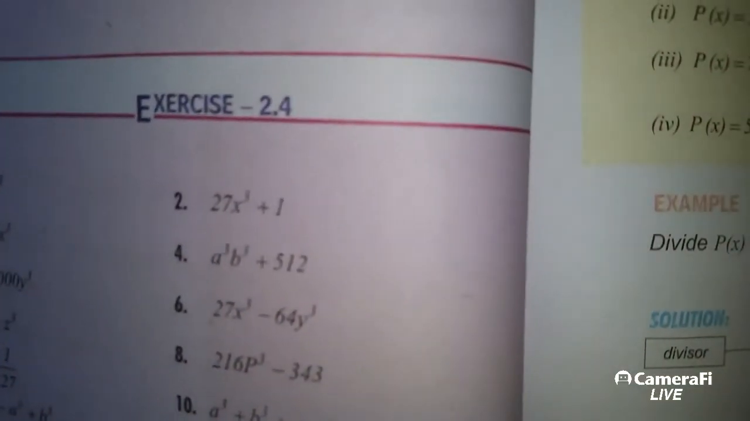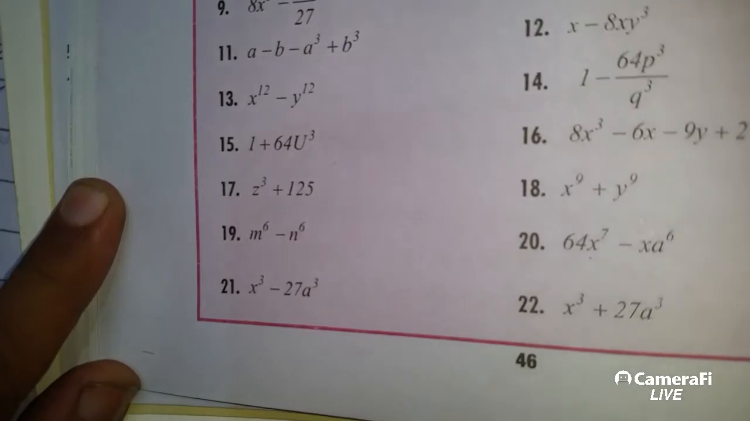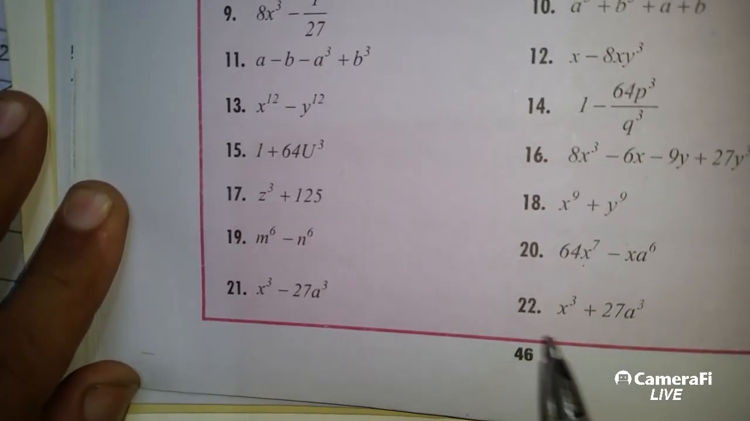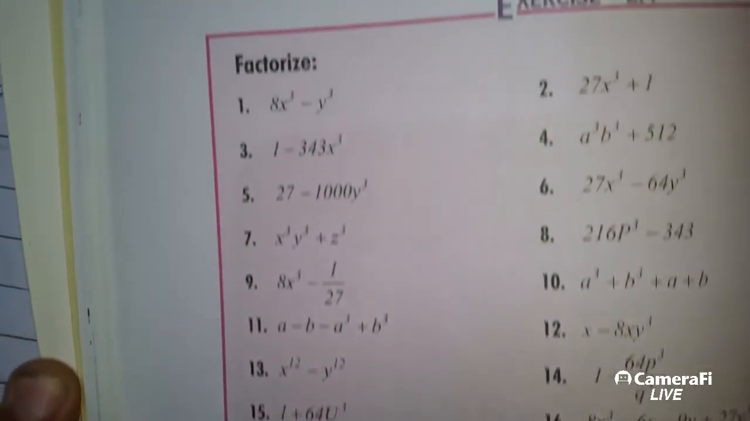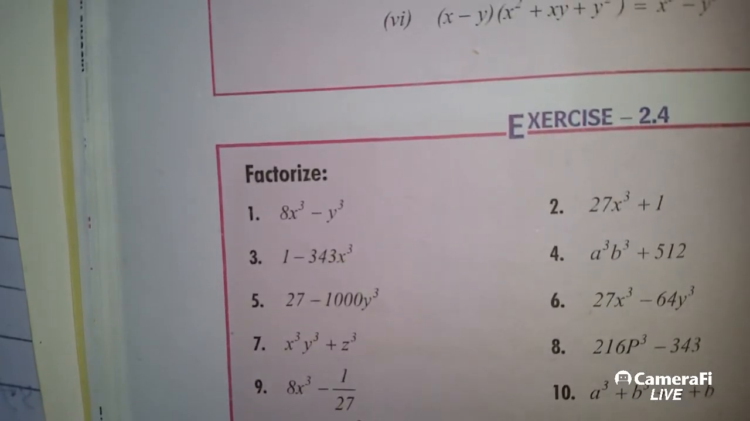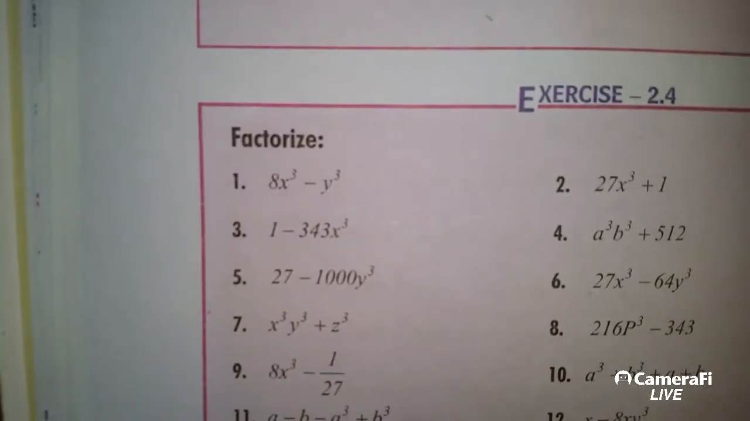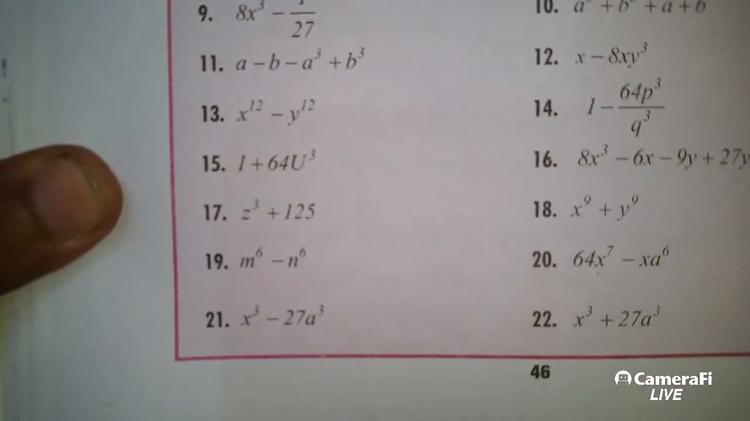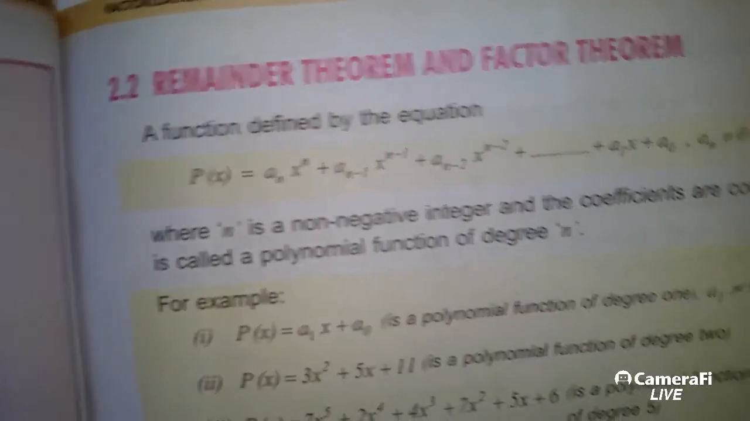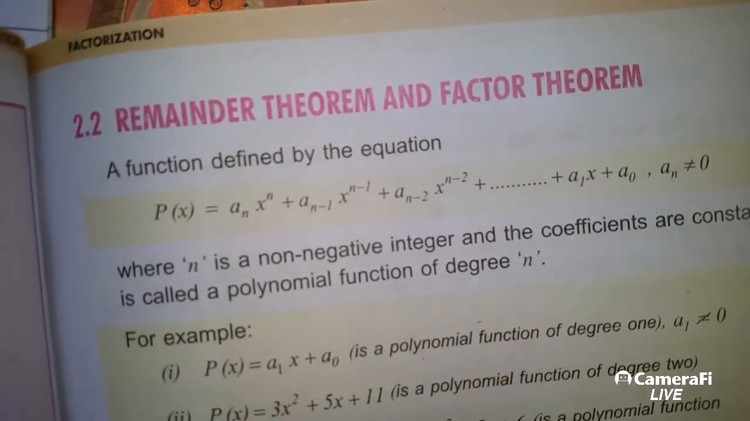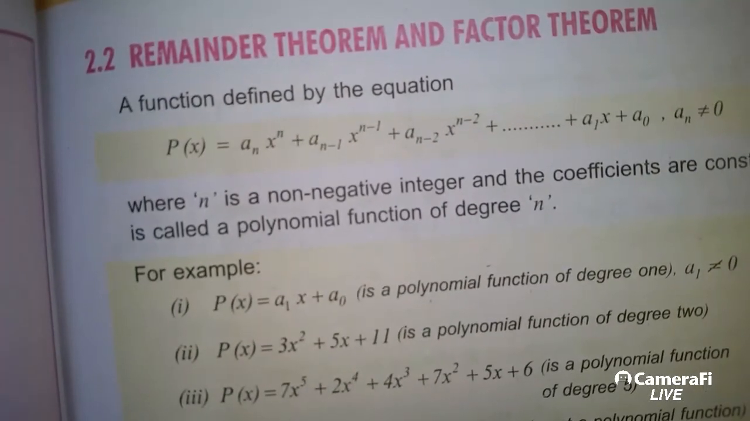The exercise is over. I can show you the last question if I can. Here you can see the last question, not visible here. That was the last question, question number 22, and the exercise is completed. Exercise 2.4. The unit 2 is factorization. So we are going through factorization. All the questions have been solved, and in the next lecture, inshallah, we will discuss the remainder theorem and factor theorem. The remainder theorem and factor theorem is the next topic that we are going to discuss in the next lecture.